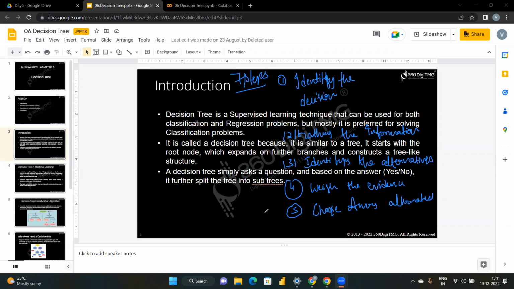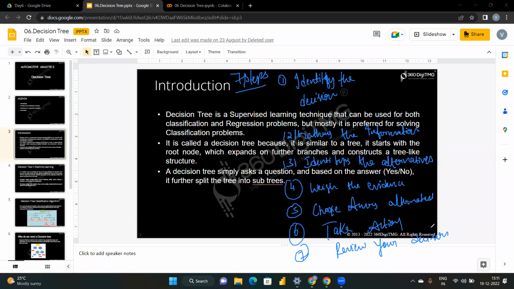We have the 7 steps, as I said. The fifth step we have seen is choose among alternatives. The sixth step we'll be seeing is taking action. And the next thing is review your decision. So these are the 7 steps of decision making.